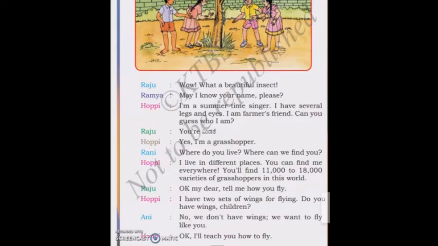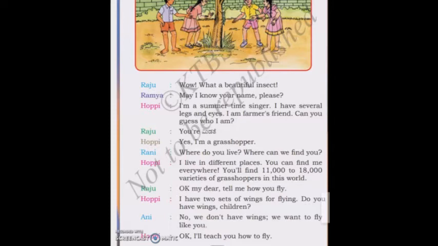Hoppy. Okay. "I am a summertime singer. I have several legs and eyes. I am farmer's friend. Can you guess who I am?" Now the grasshopper is speaking. The name of the grasshopper is Hoppy. What is Hoppy saying?